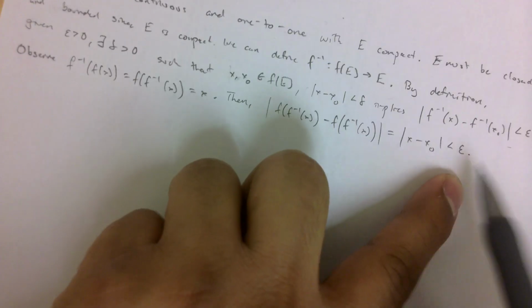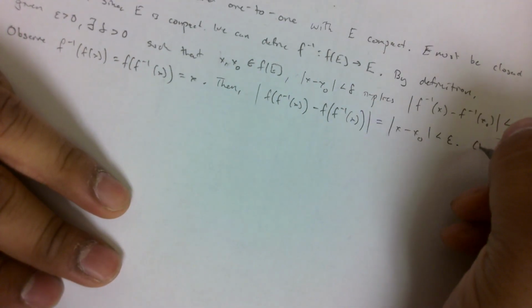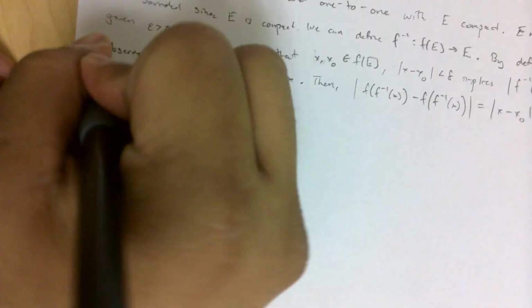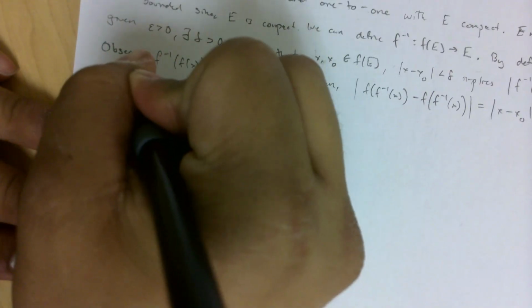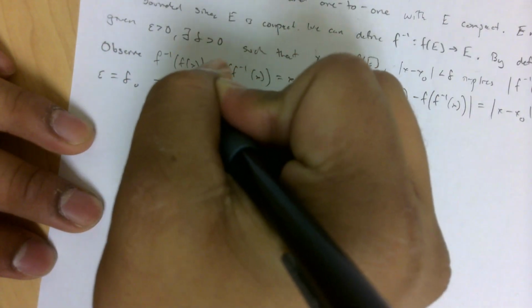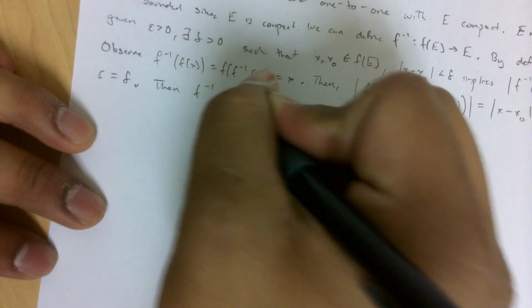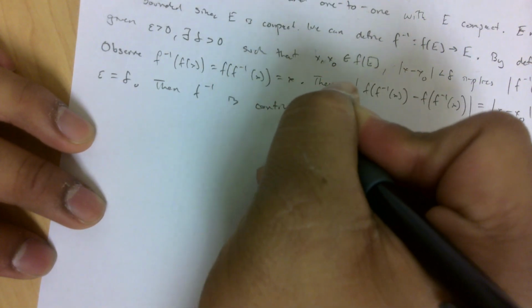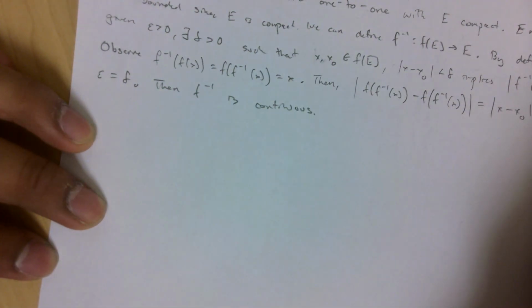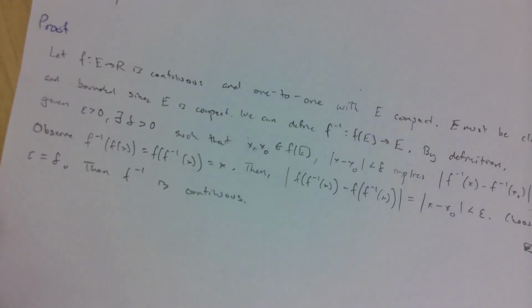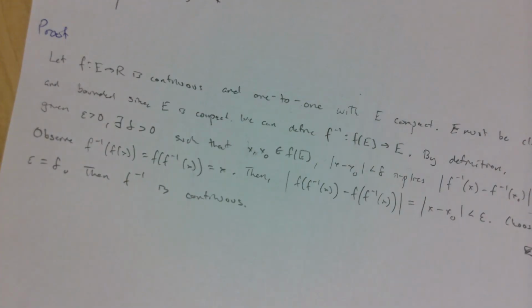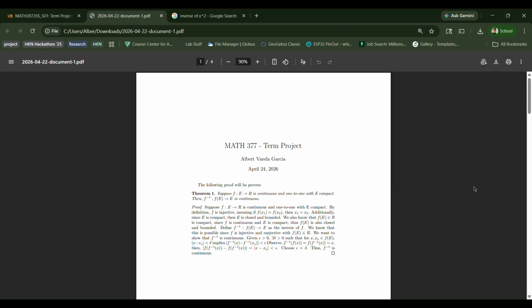Take this, and we get epsilon. So we can see epsilon equals delta. Then f inverse is continuous. And now we have proven it. We do draw a little square, right? And the proof of this is done. So now let's pan to the AI generated proof and talk more about that over there.